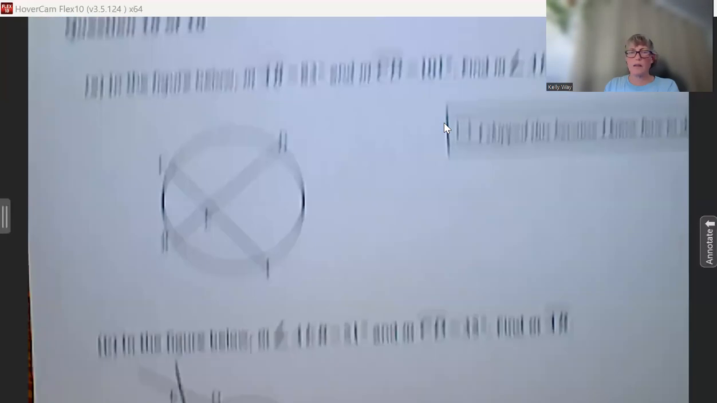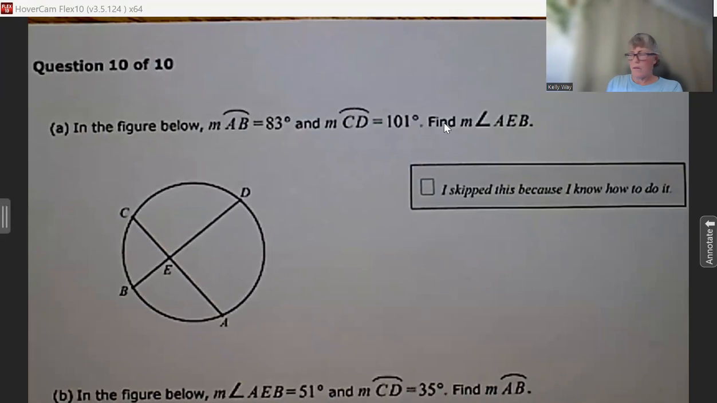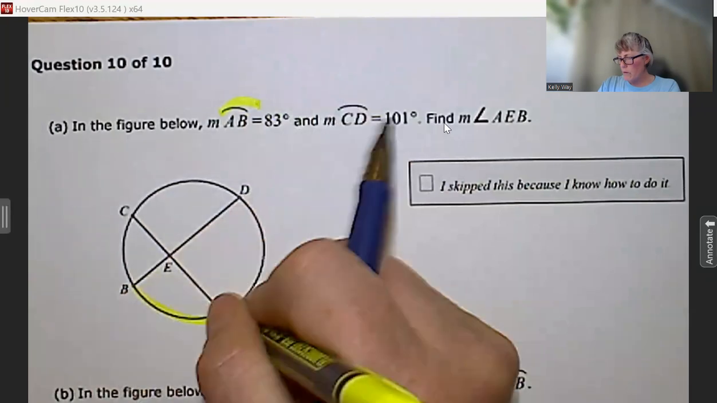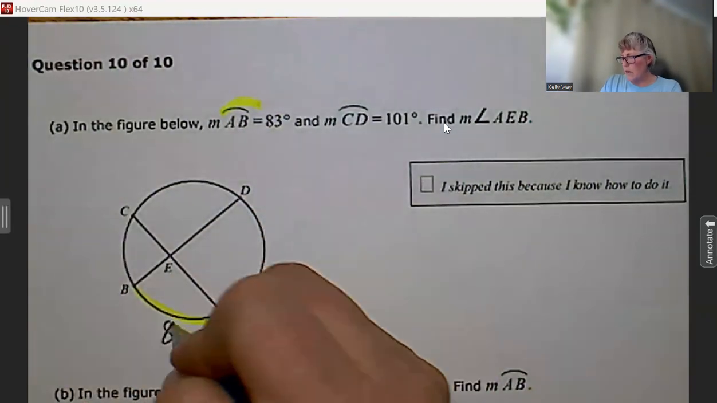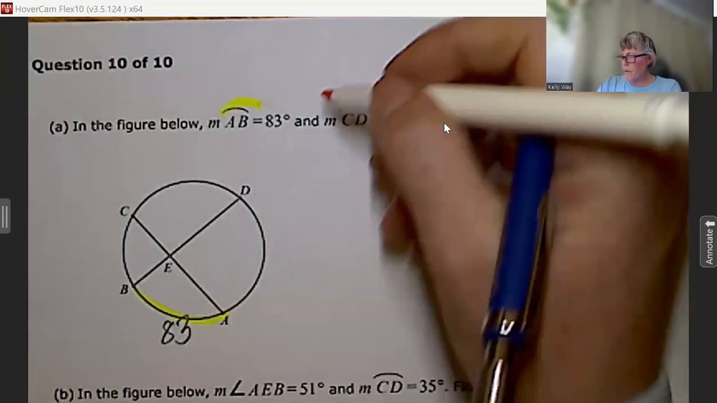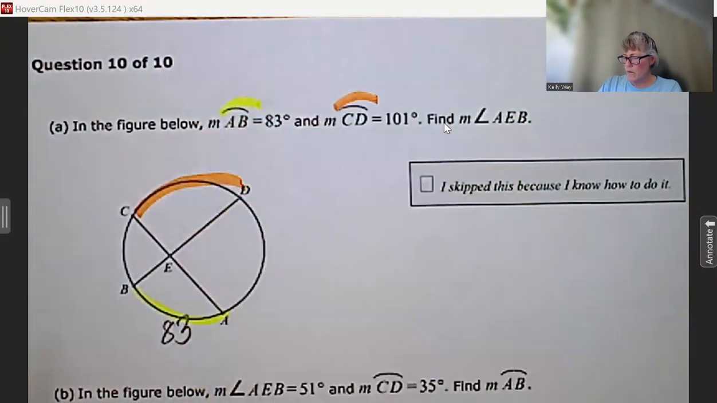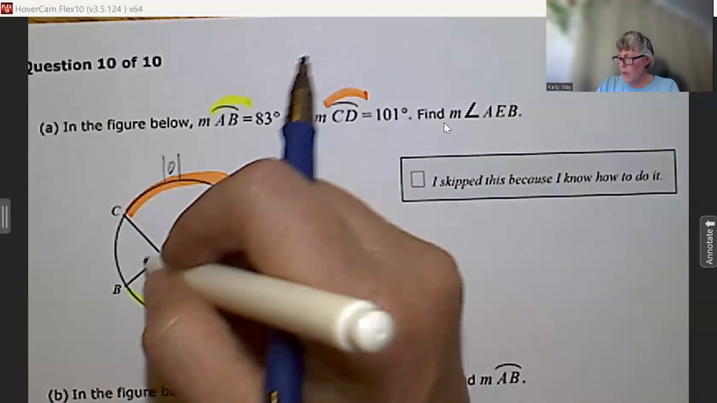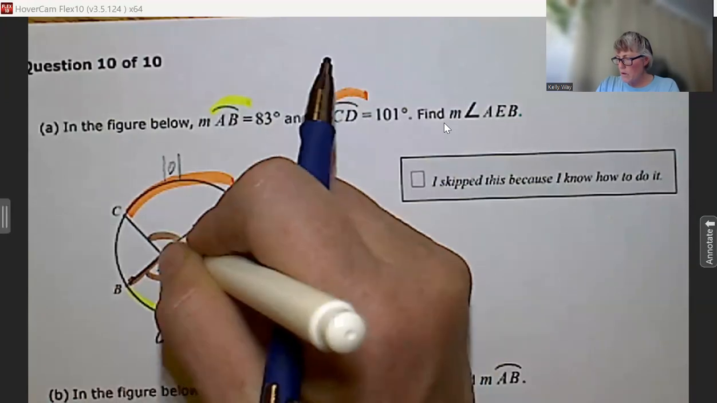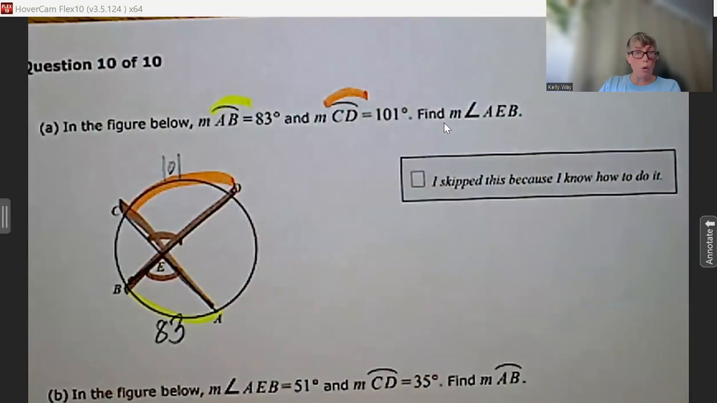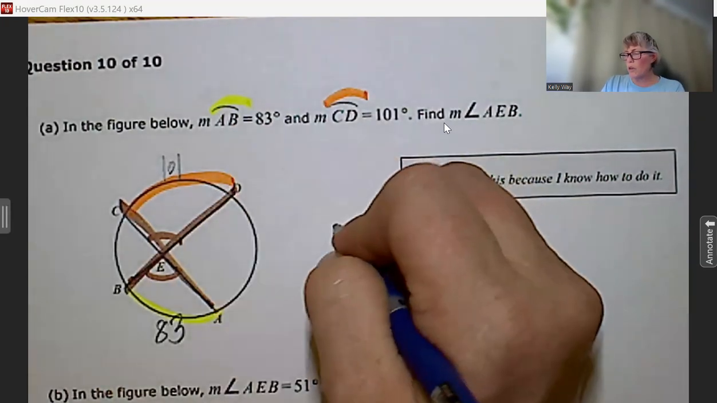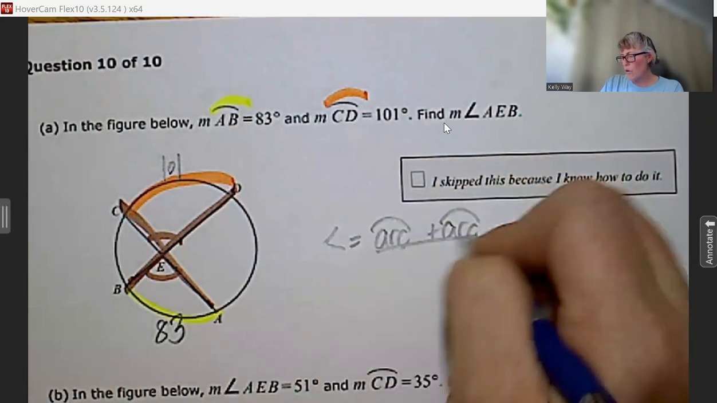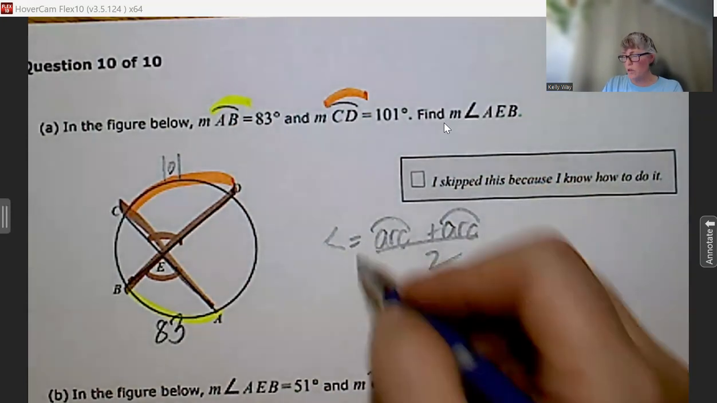Last one here, last example at least. We are told that the arc AB is 83, and the arc C to D is 101, and we want to find the angle AEB. So you trace, this is a chord. And a chord, the angle equals arc plus arc over 2. Now we simply circle, plug, chug.